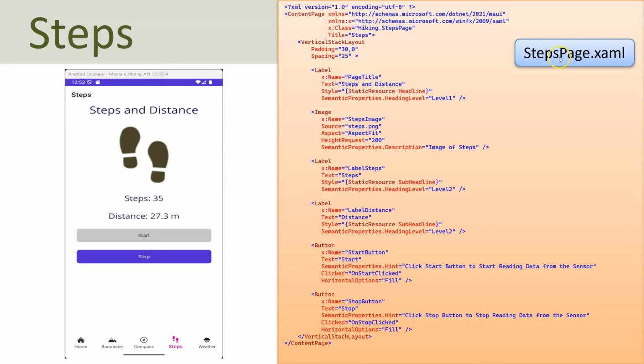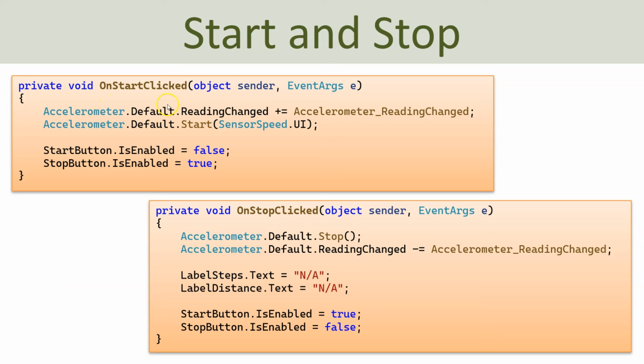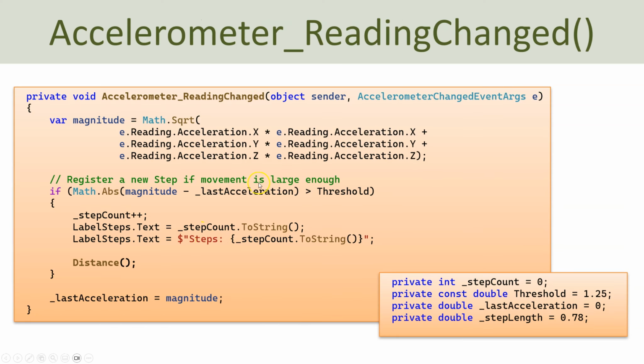So we need to create this new page. We can call it steps page, steps page.xaml, or whatever you like. And you also need to include that page in the navigation bar, as you see here. And similar to the other sensors, we need an on start clicked event handler to start reading from the sensor, and an on stop clicked to stop reading from the sensor, and then the actual reading. Here we can create some code like this.